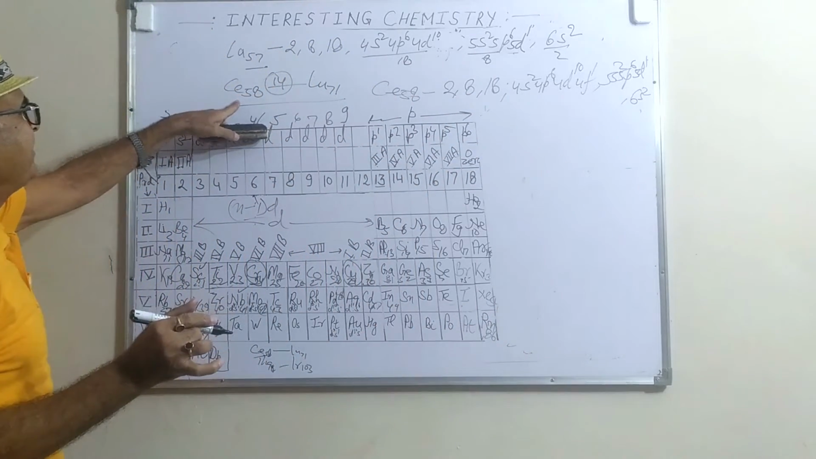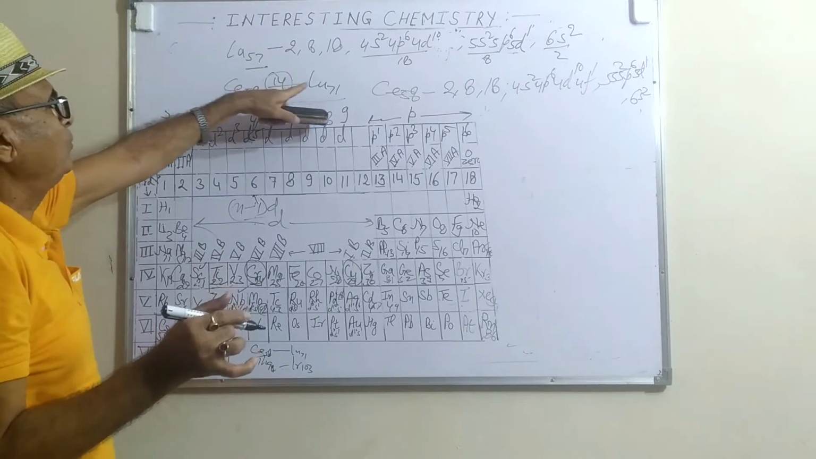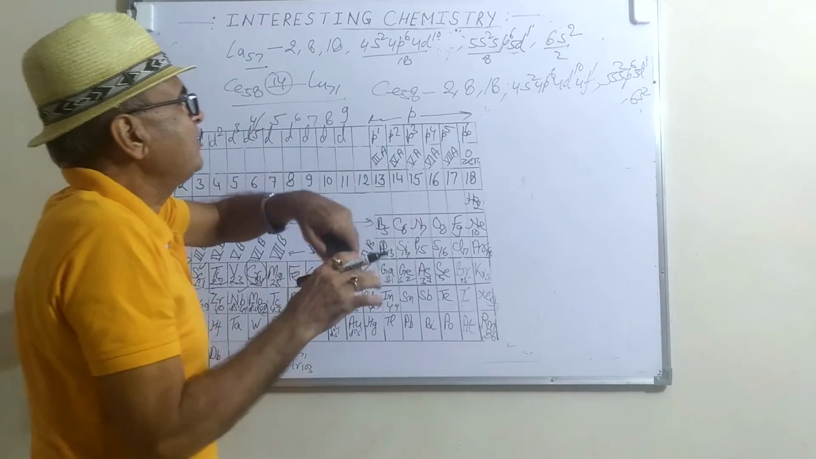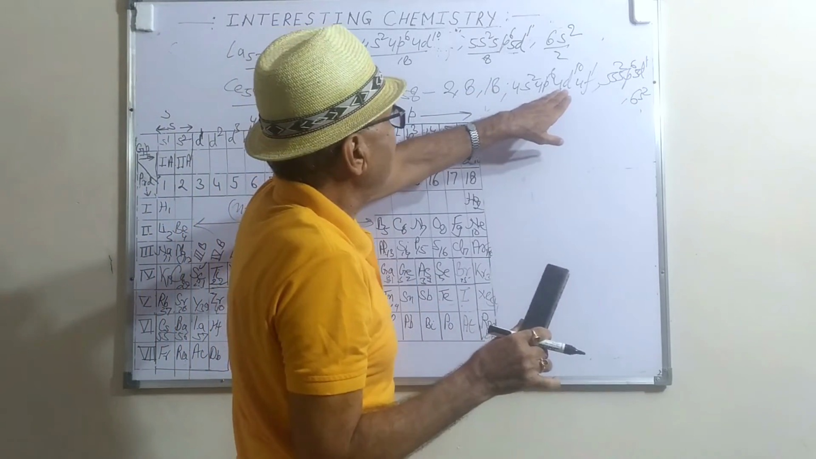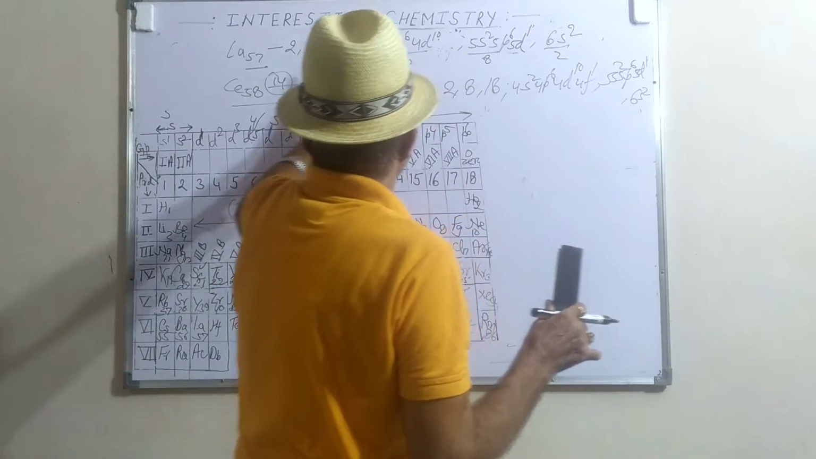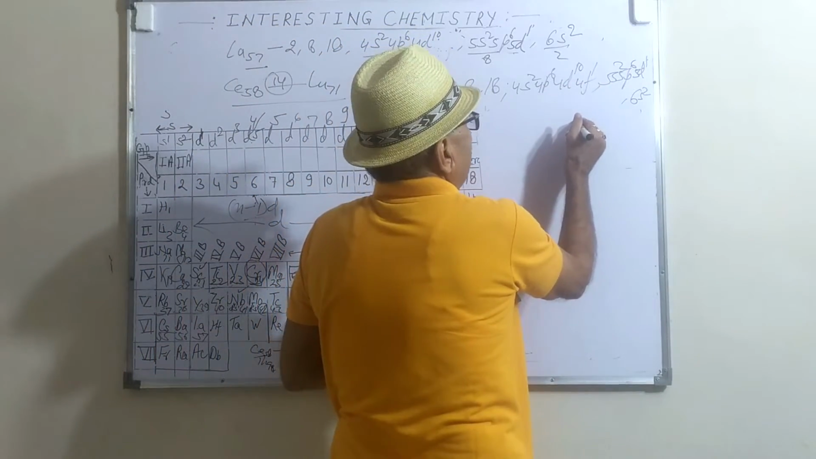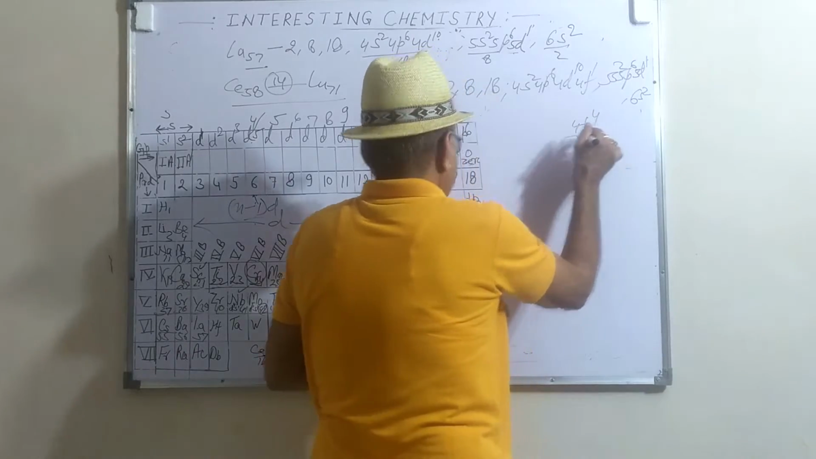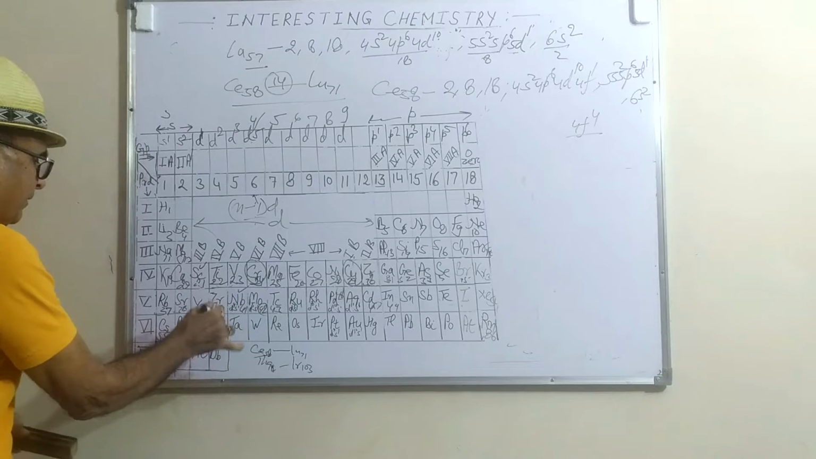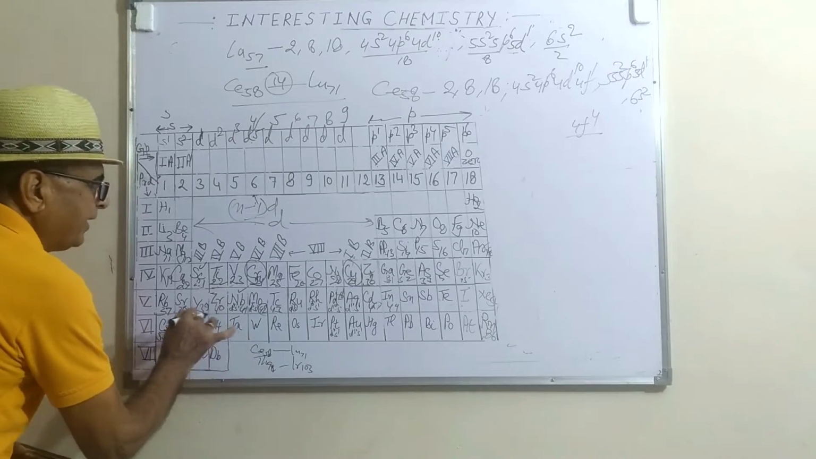Now there are 14 elements from cerium to lutetium. So the 4f orbital starts filling, and all the 14 electrons will enter into 4f, which will be 4f14. So now come to hafnium, after lanthanum. The atomic number of hafnium will be 72 and so on.